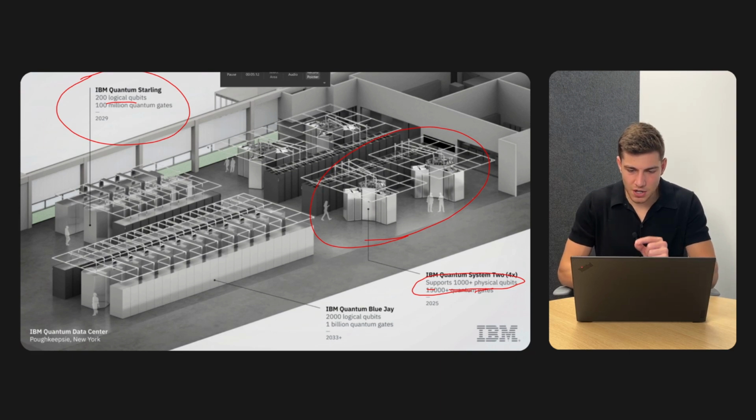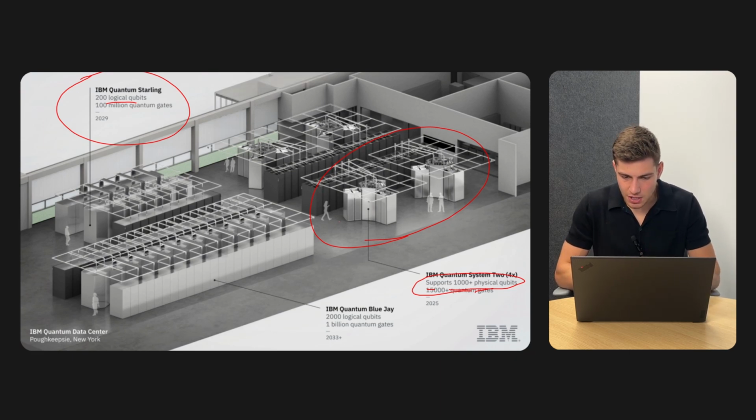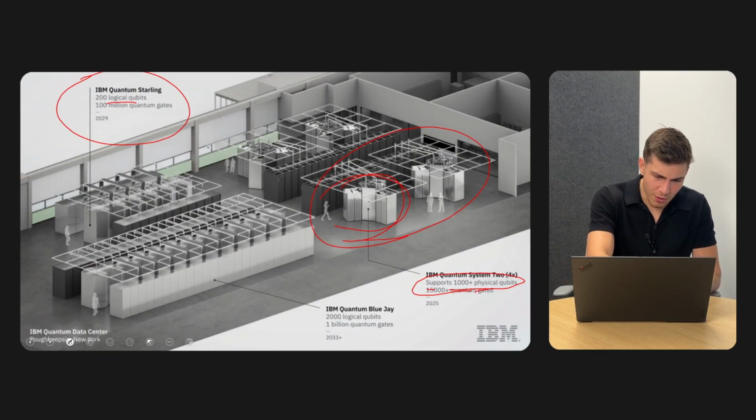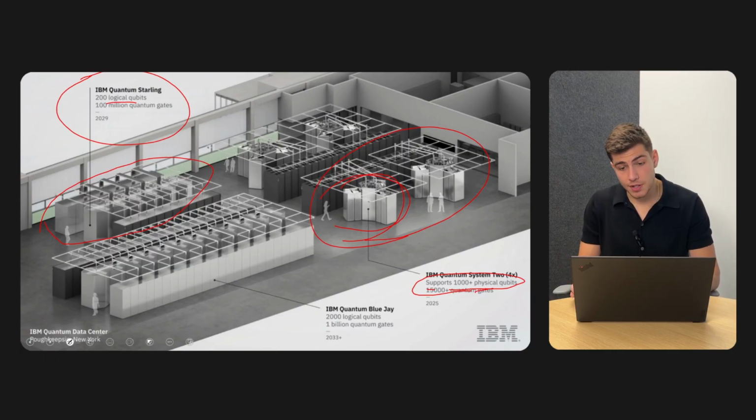So notice how the systems are just getting bigger and bigger. Look at the scale. This is the Quantum System 2. It's effectively like 4 or 5 times bigger now once we get to the IBM Starling. And then eventually Blue Jay just blows everything out of the water.